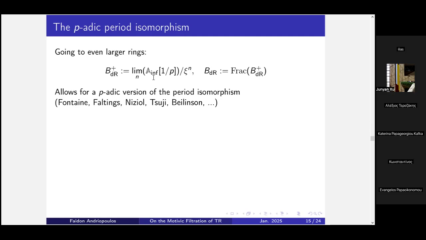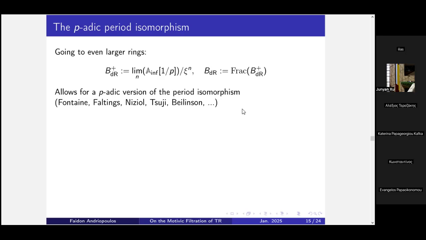These very large rings, for example, look as follows. We have A_inf, we can invert p, and then we still have this element xi living in it. We can take completion with respect to powers of xi. This gives us the even larger ring B_dR plus, with fraction field B_dR. The dR here stands for de Rham.